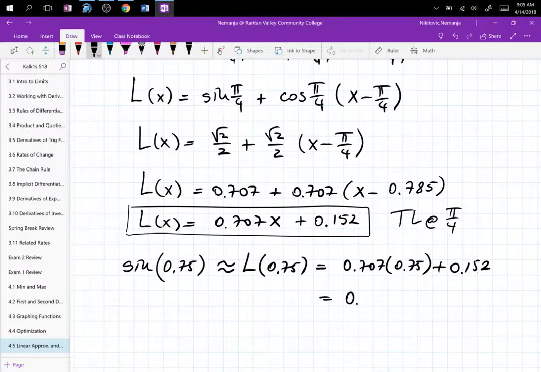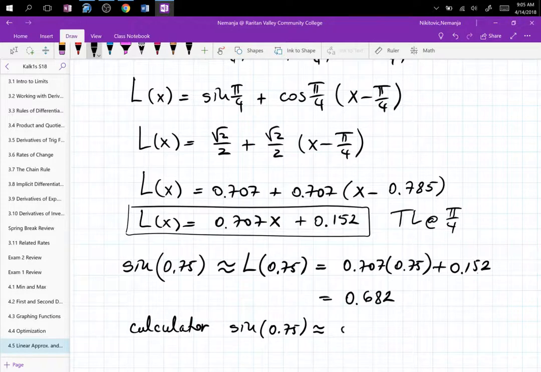So 0.682. So that's what we are getting. Now I am going to go sine of 0.75. So, calculator on sine 0.75 says 0.6816.